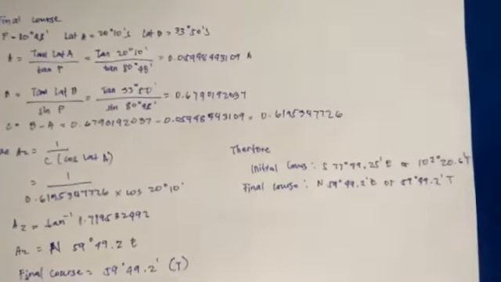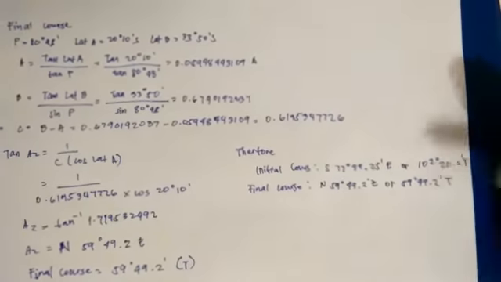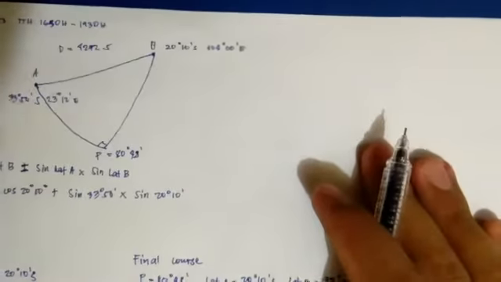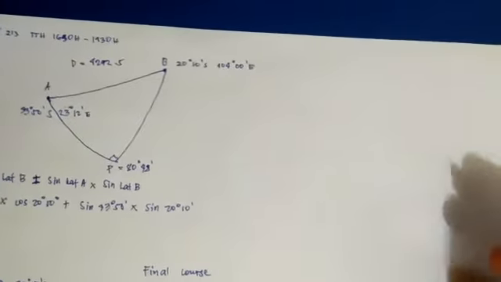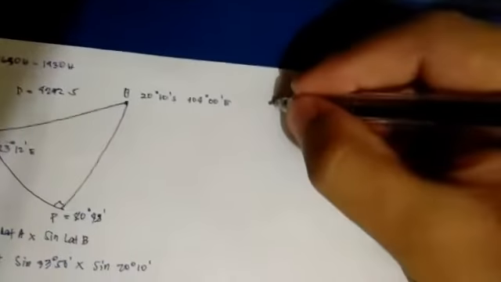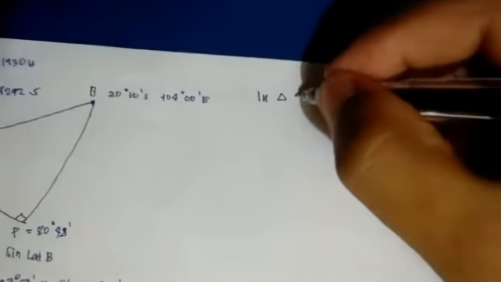So since we are done in finding the initial course and the final course, the last step is we need to find the position of the vertex. In finding the position of the vertex, we need to use Napier's law. So we need to find the position of the vertex by using Napier's law.